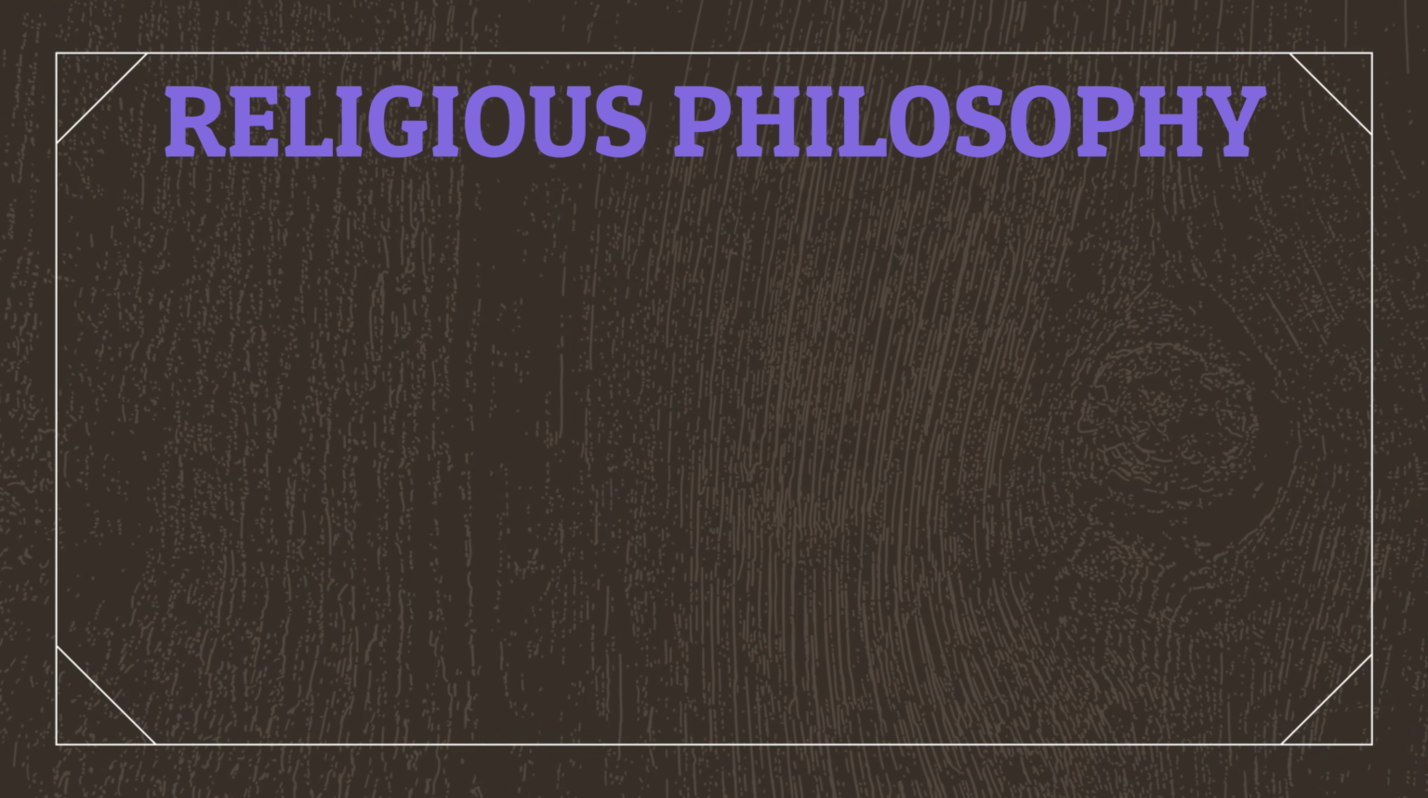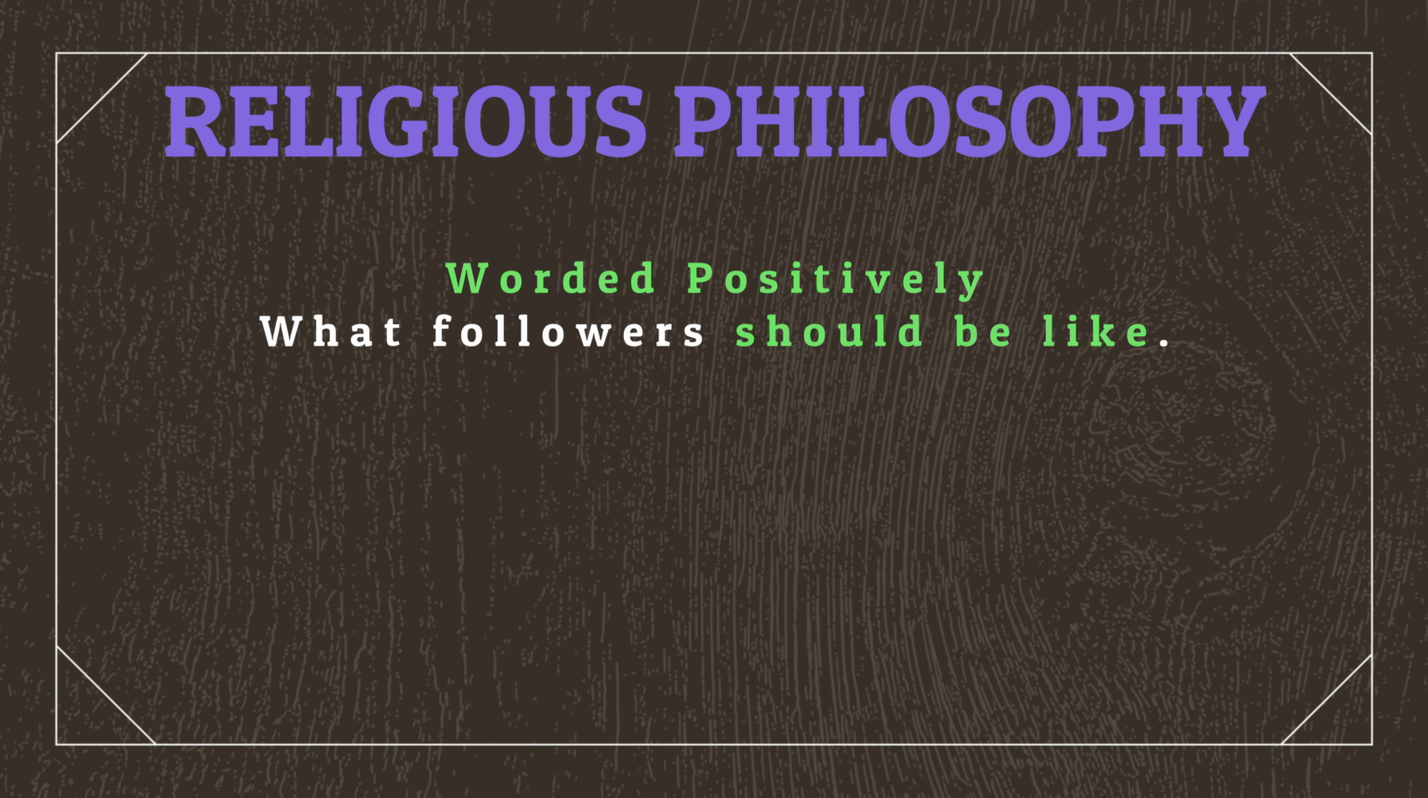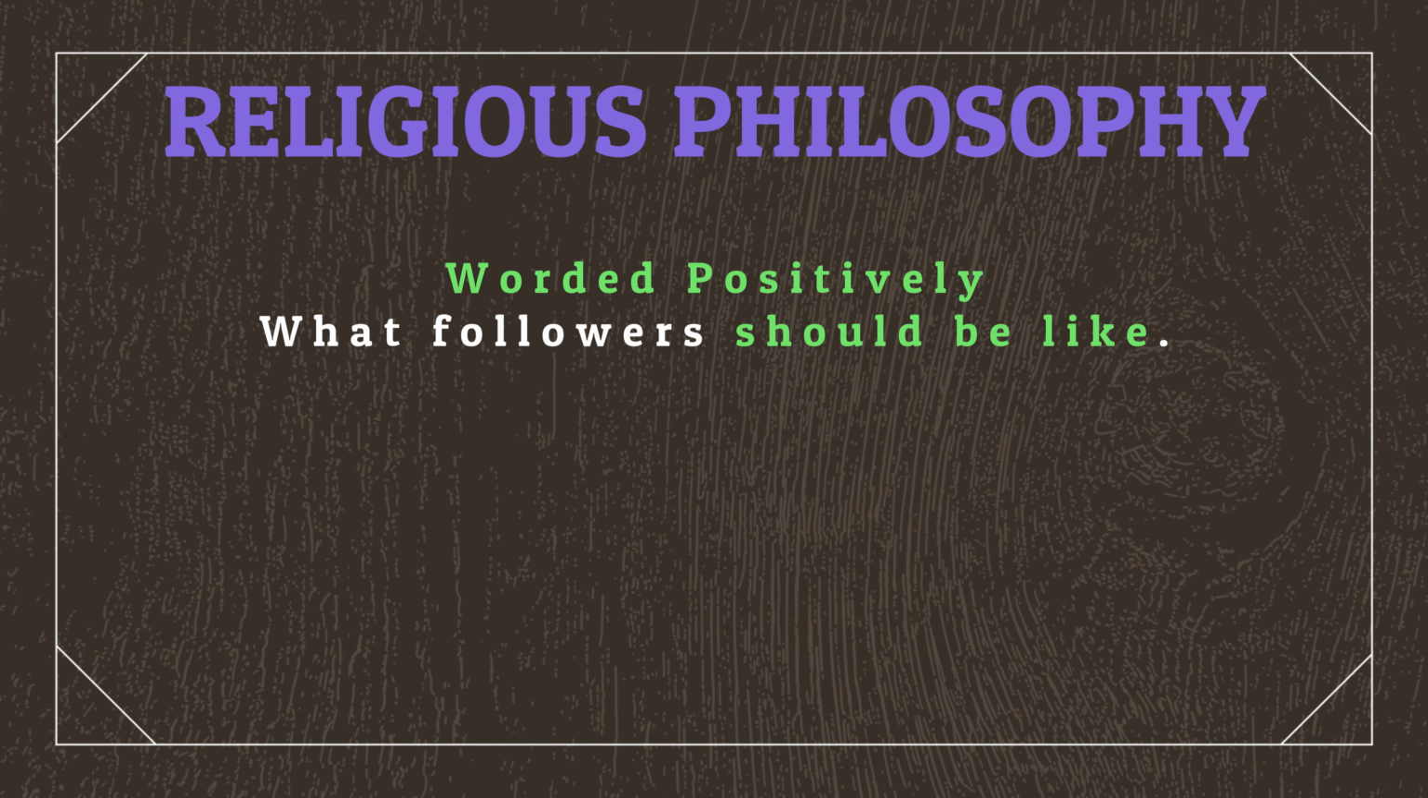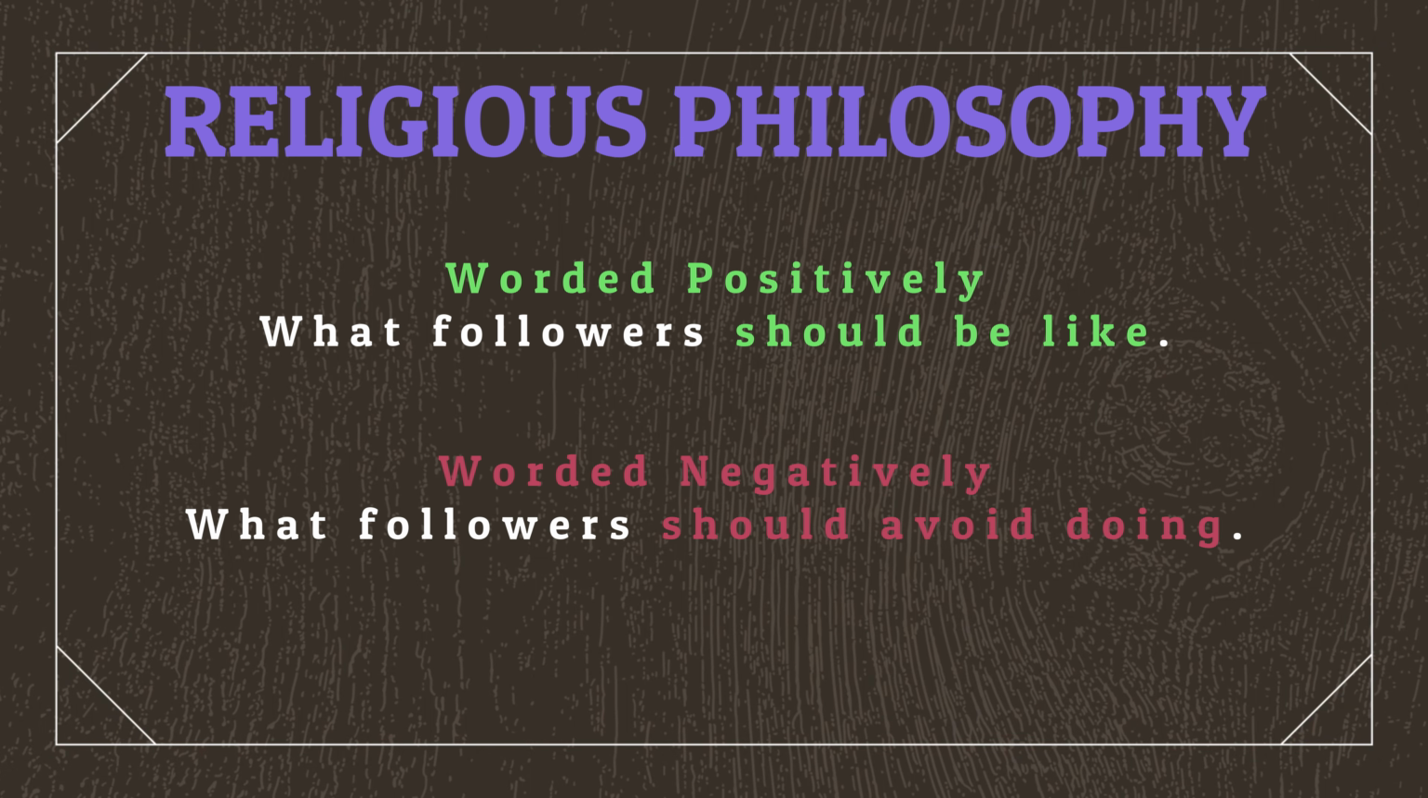Religious philosophies can be worded in positive terms, telling followers what they should be like, such as in the aforementioned story about generosity, or they can be worded in negative terms, telling followers what they should avoid doing. We refer to these positively and negatively worded religious philosophies as virtues and sins.